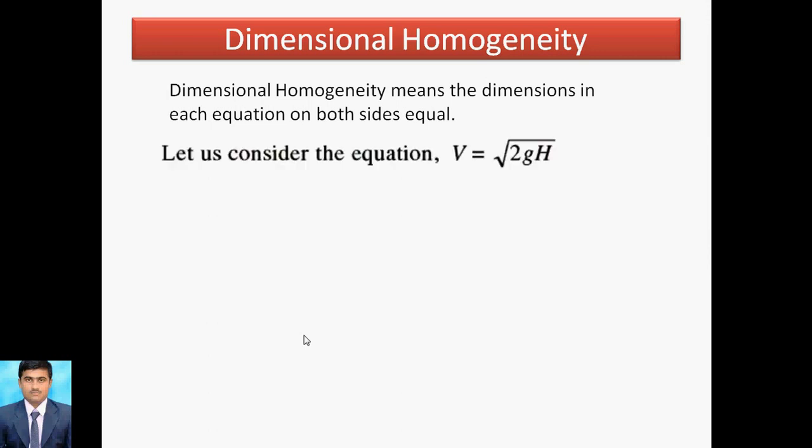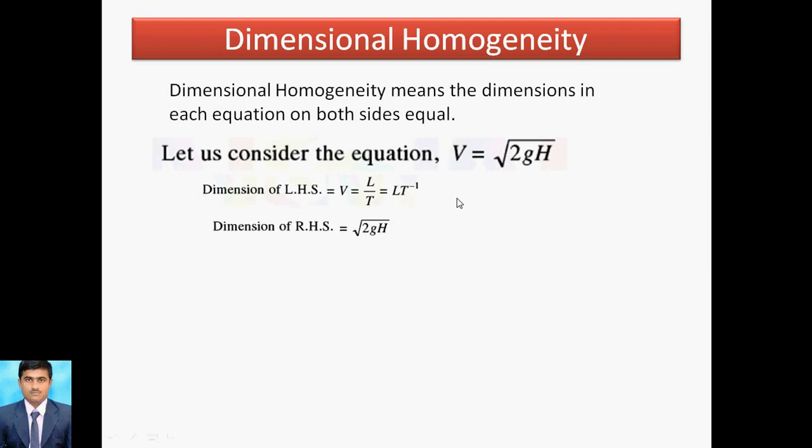So let us consider the equation v is equal to square root of 2gh. We are checking first whether this equation is dimensionally homogeneous or not. We consider first the left hand side, that is v. v is the velocity, that means length upon time. So length means L as it is, time means T raised to minus 1. So L T minus 1 we consider for LHS.